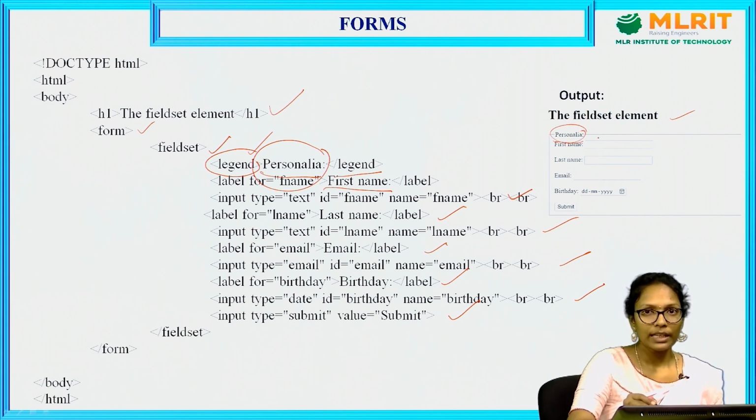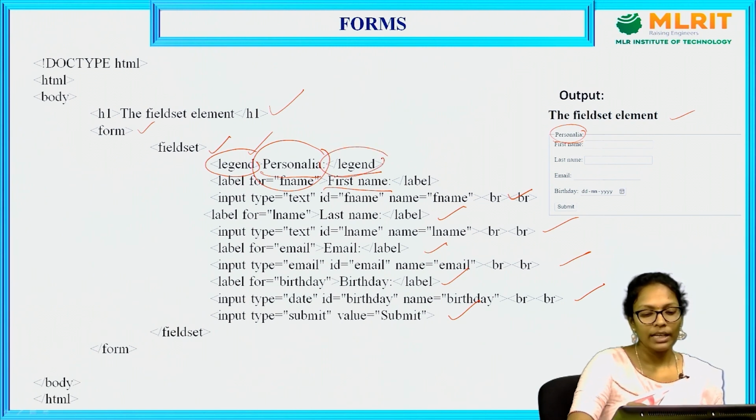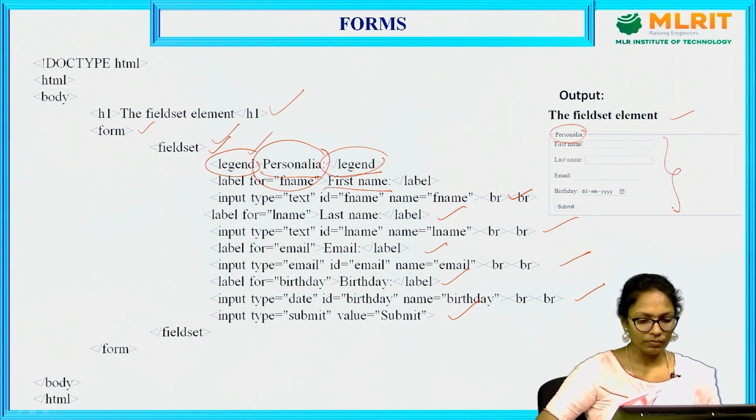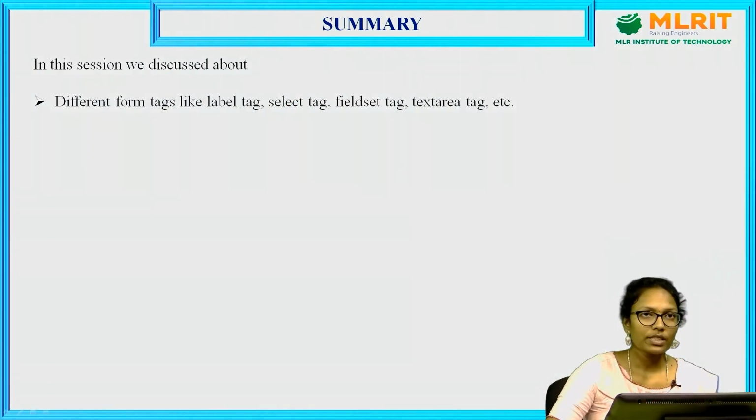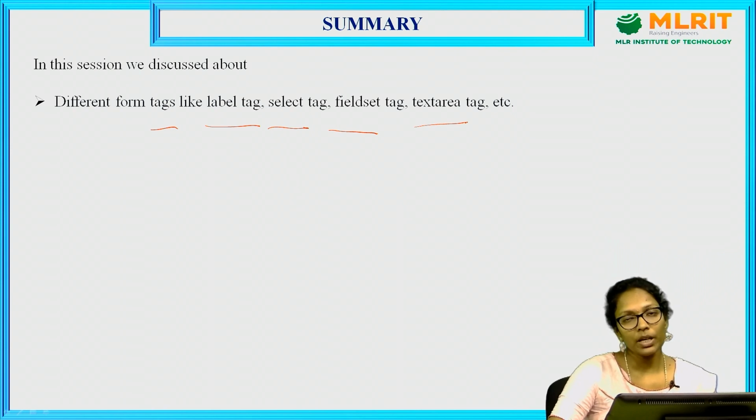So this name of the box, how are you giving? Using a tag called the legend tag. And this grouping, this boxing, how are you doing? Using a tag called the fieldset tag. And whatever form tags you have given, all those things will be kept in this box. So this is the output for the fieldset tag. In this video we discussed different form tags like the label tag, select tag, fieldset tag, textarea tag, and where we are using them, how we are using them, along with examples also we have seen. Thank you.